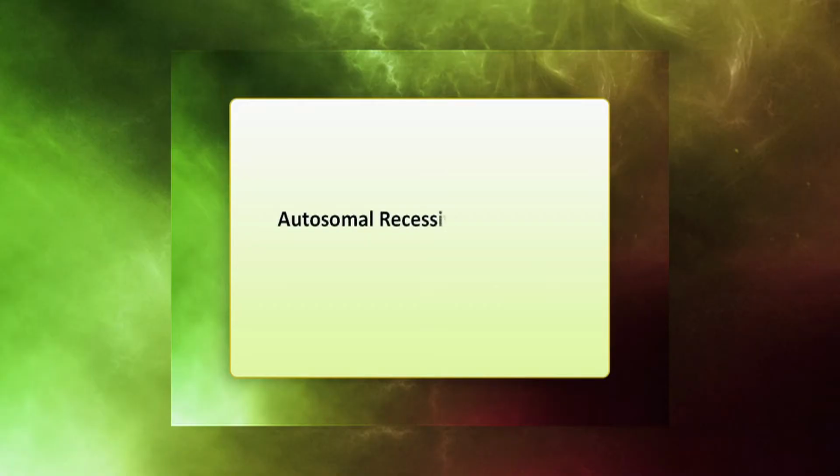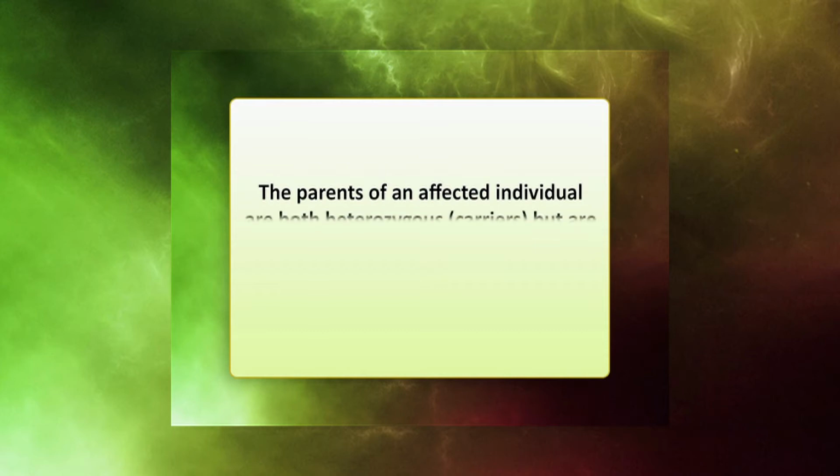Now, moving to the second part of our topic, the autosomal recessive conditions. Let us again first discuss the pattern of inheritance of this condition. The condition manifests itself only in homozygotes. The parents of an affected individual are both heterozygous carriers but are phenotypically normal. The condition is often present among sibs but is not usually transmitted through generations.